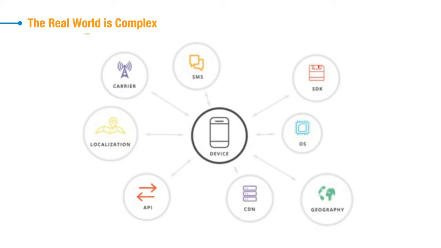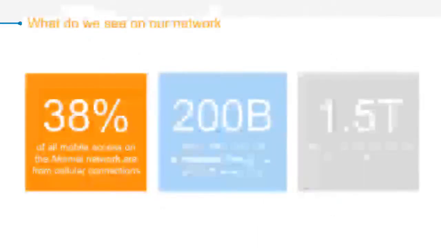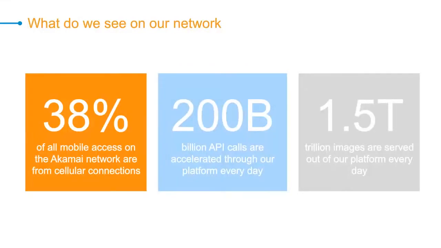That's where the data that we get is insightful. Today, about 38% of all traffic that flows through our network is over a cellular network. We serve about 200 billion API calls and about 1.5 trillion images per day. That gives us insight into what the different challenges are that users face, and we are able to test our theories using the data that we see.